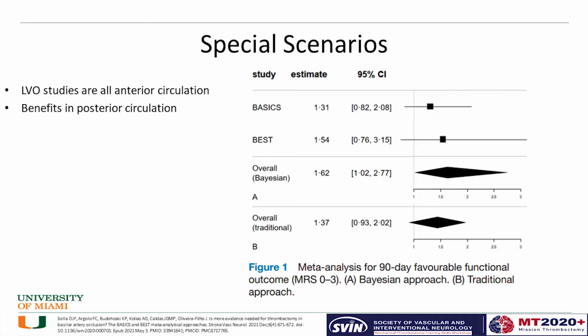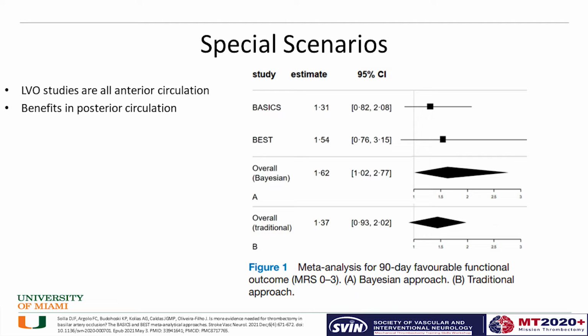So there are two large studies that were just done called the BASICS and the BEST trial. And they tried to enroll patients who are up to 8 hours of last seen well with large vessel occlusion in the posterior circulation, so the basilar artery. And each of these trials, we can debate the strengths of each, but each of these trials on their own did not show a statistically significant benefit, with the confidence intervals crossing 1.